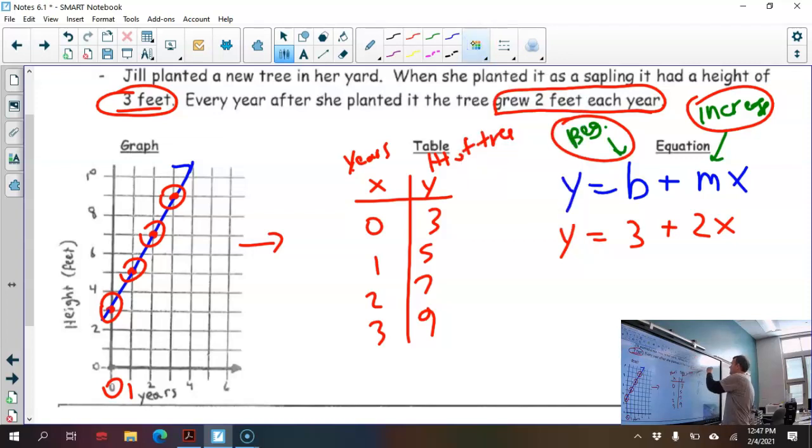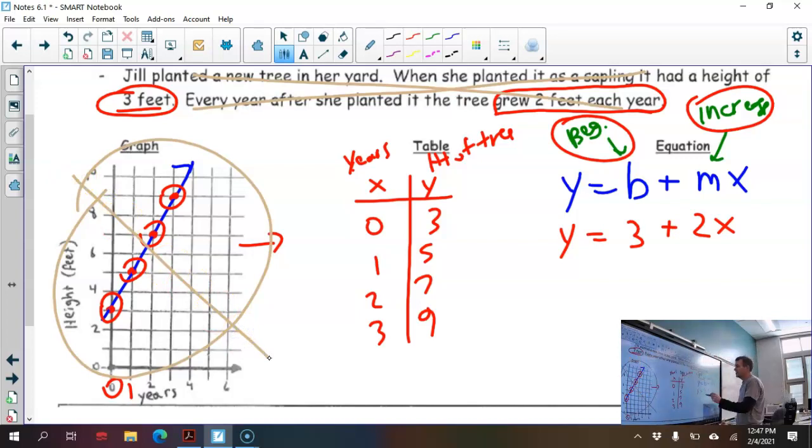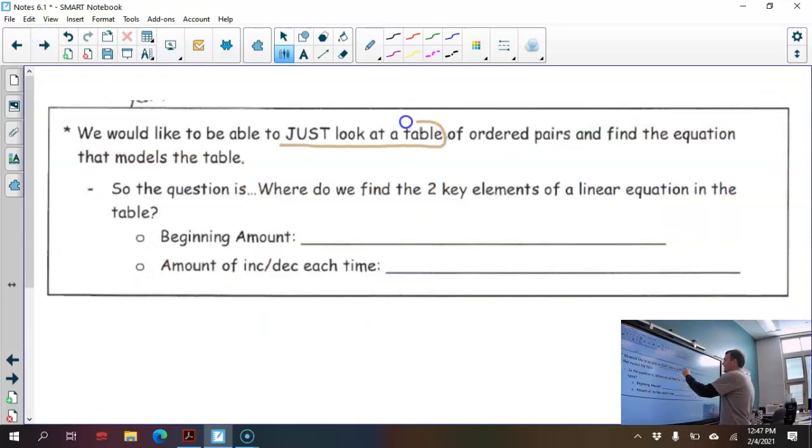So what we'd like to be able to do is get rid of the problem. We'd like to be able to get rid of the graph and just look at a table and from the table figure out the equation, right? And that is what we're going to look at today. We want to just look at a table and find the equation that models the table.